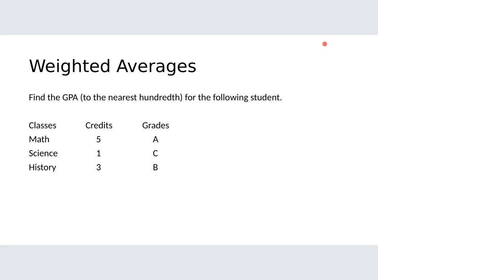You may be familiar with the idea that when you take a class and you get a grade in it, you get a certain number of grade points per credit. An A is worth 4 points per credit, a B is worth 3 points per credit, a C is worth 2 points per credit, a D is worth 1 point per credit, and an F is worth 0 points per credit. And pluses and minuses factor in here also.